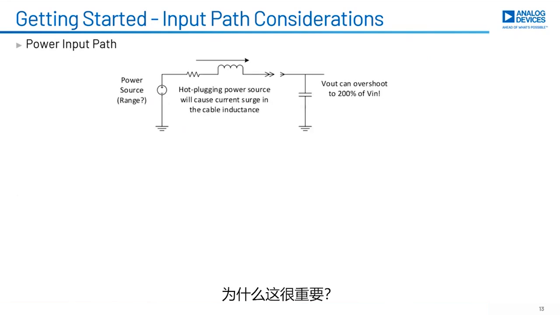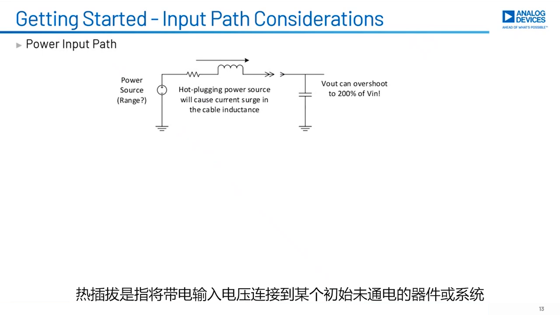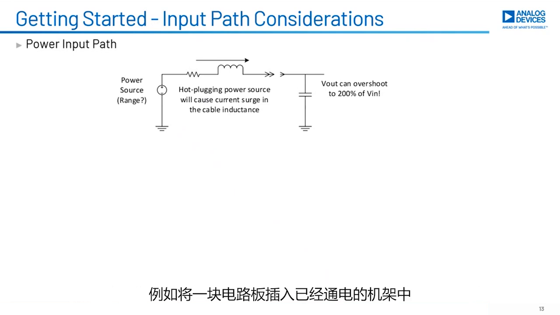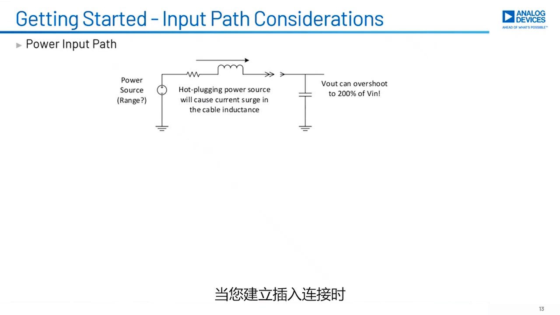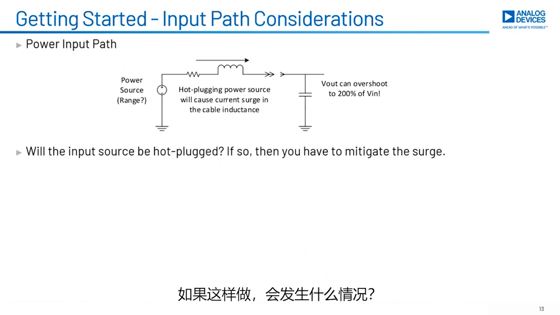So why does this matter? Well, if the input is hot plugged into our device, and hot plugging means connecting a live input voltage to some device or system when the system was initially unpowered. So this could be inserting a board into a chassis where the chassis is already on, or it could mean plugging your wall adapter into your phone or iPad or laptop. So when you make that plug-in connection, the plug is already live. And so what happens when we do that?